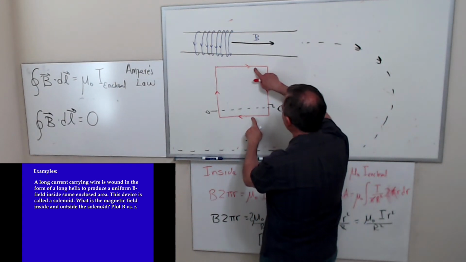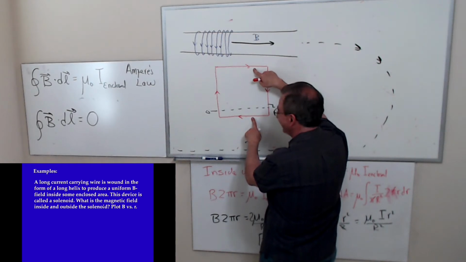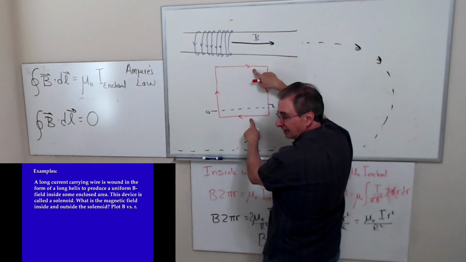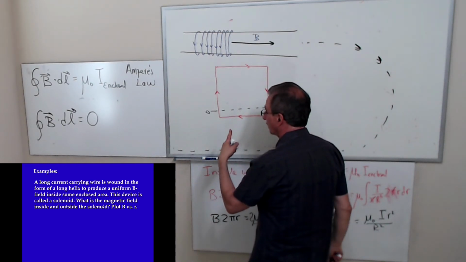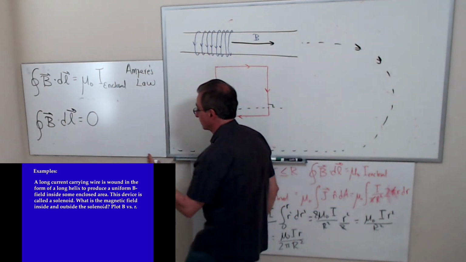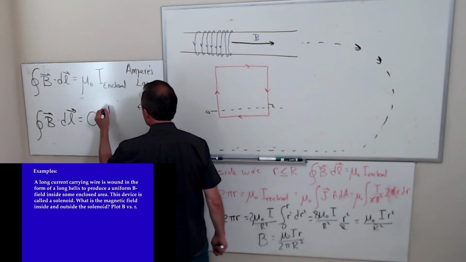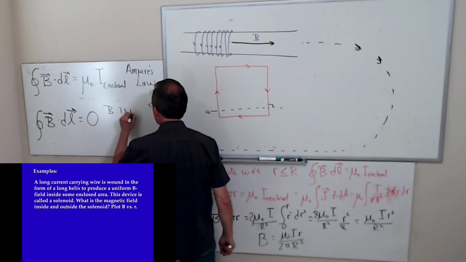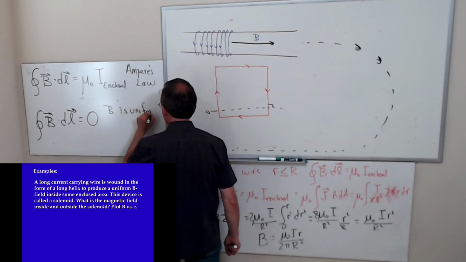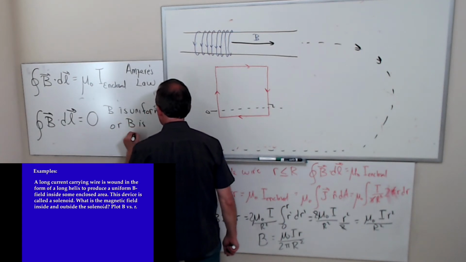Now we'll go to these two. They're the same thing but equal and opposite. Yeah, these two are equal but opposite. So number one, B has to be uniform. They have to be equal but opposite for this to be 0. So either B is uniform or B is 0.